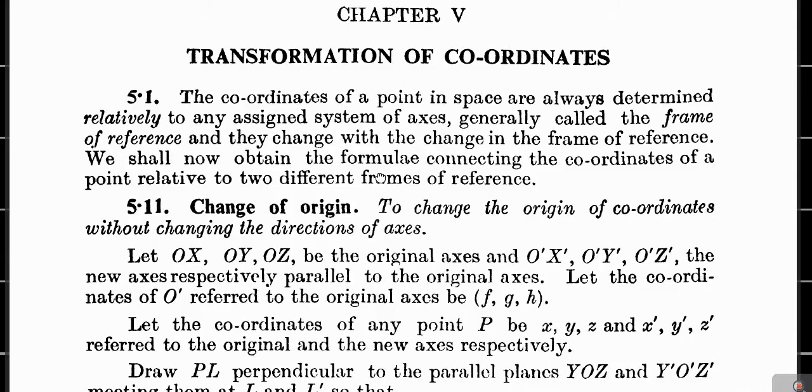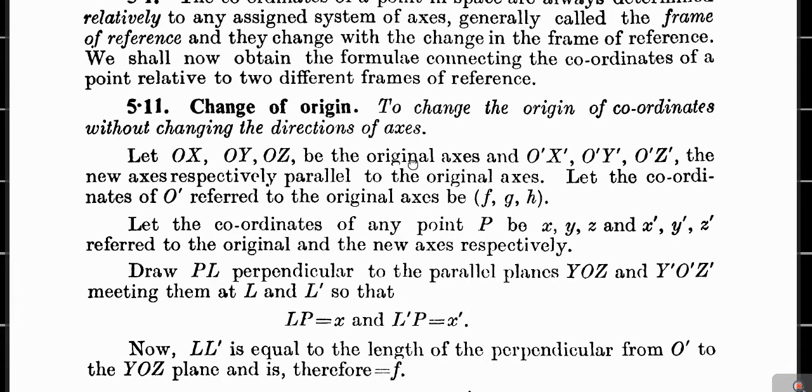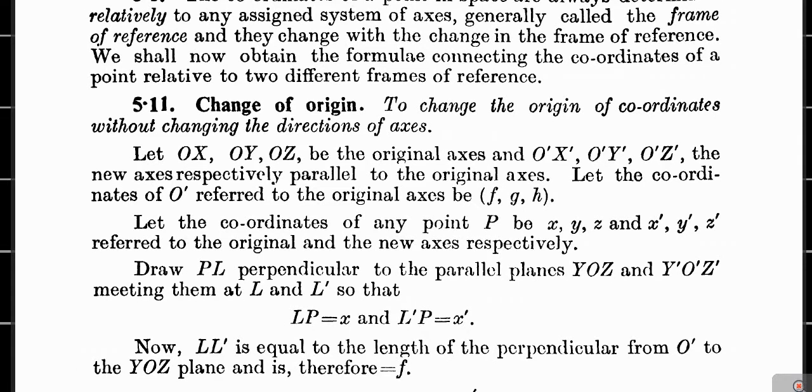So the question is to change the origin of coordinates without changing the direction of axis. Means we have to only change the origin and we are keeping the direction of axis as it is. We are only going to change the position of origin, and then what happens to the equation of the geometrical entity, that we are going to discuss here.